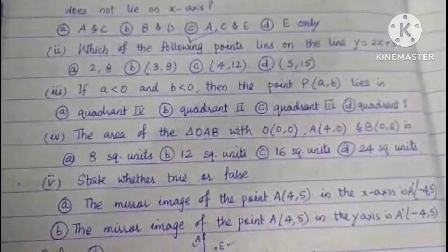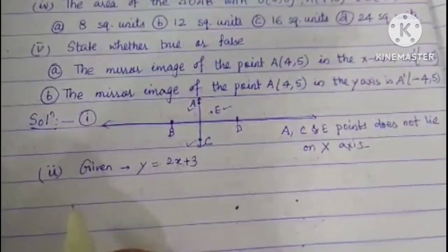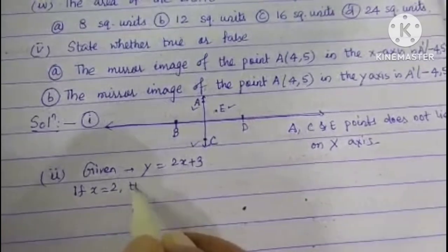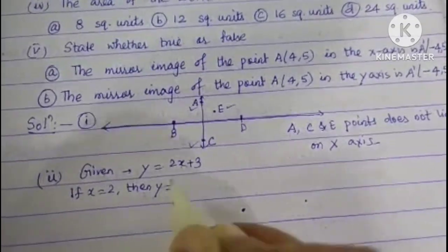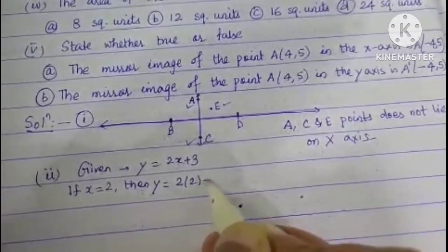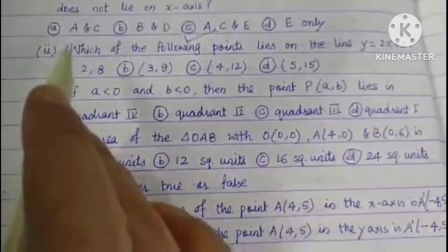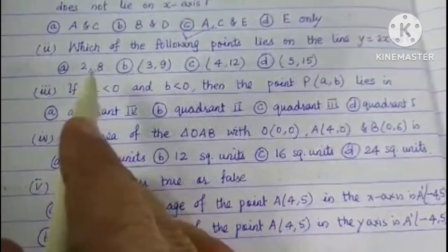Now option A was (2, 8). So if x equal to 2, then y is equal to 2 multiplied by 2 plus 3, that is equal to 4 plus 3, which is 7. So option A was (2, 8), and this point will not lie on this line.